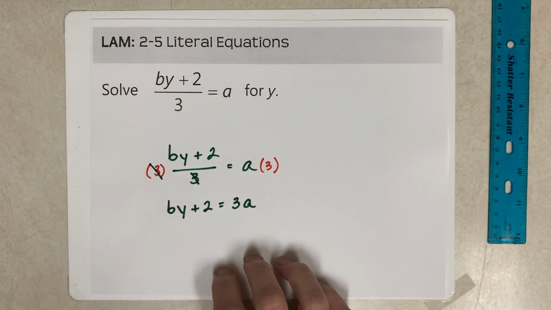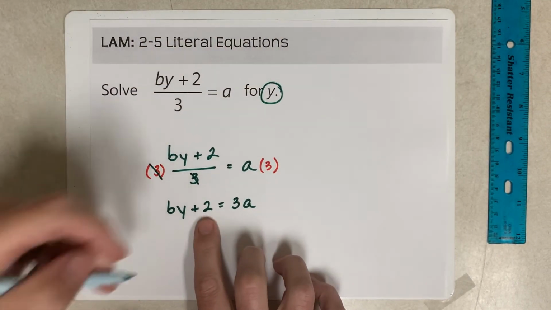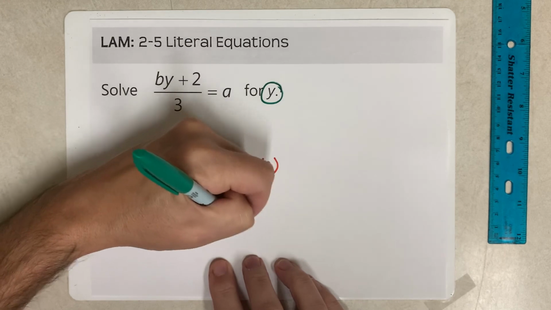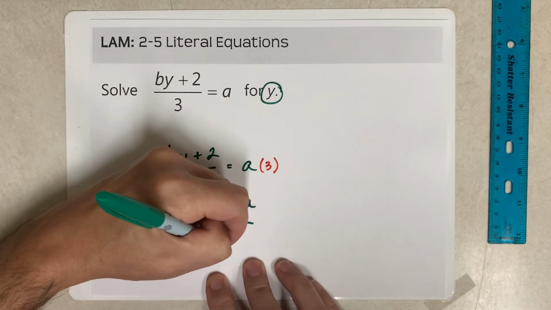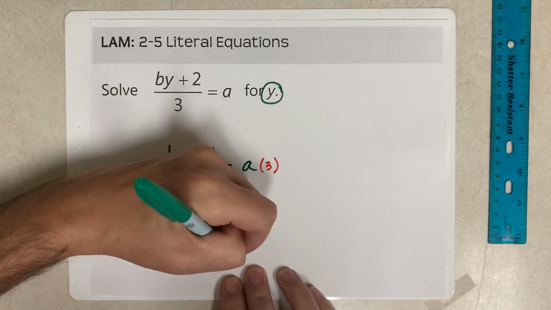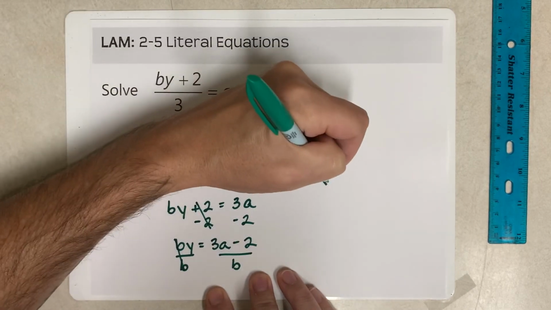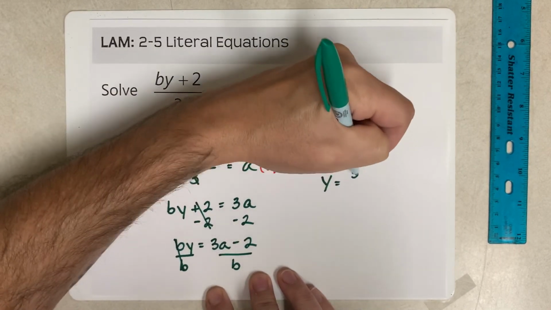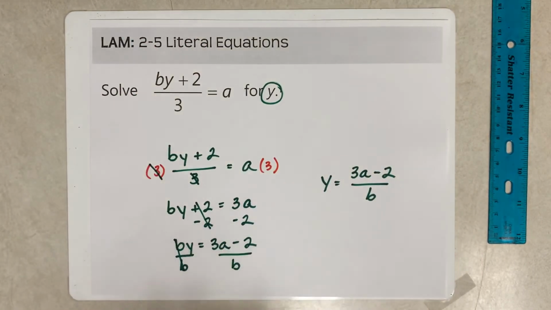Okay, so now we need to get, again, we need to get Y by itself. So let's get rid of the 2 first. So we have BY is equal to 3A minus 2. And then we just need to divide both sides by B. And we get Y is equal to 3A minus 2 over B for our final answer there.